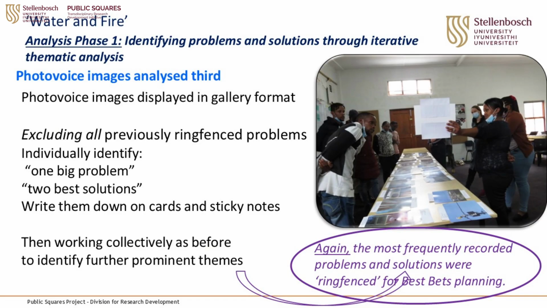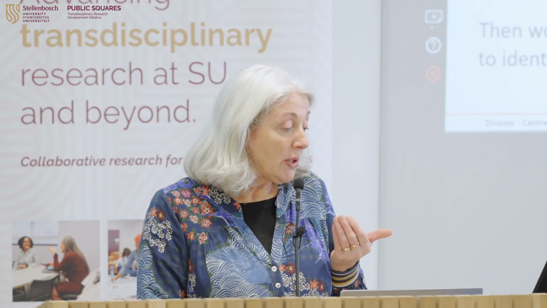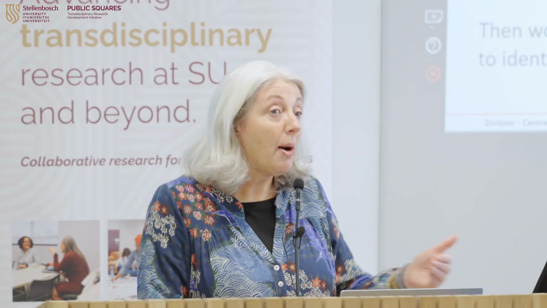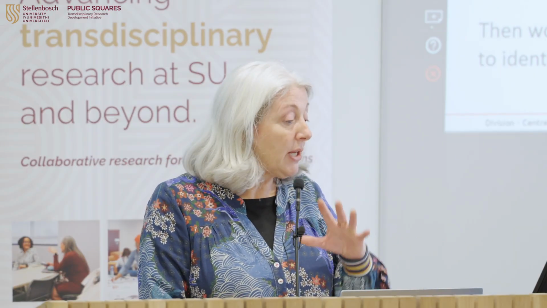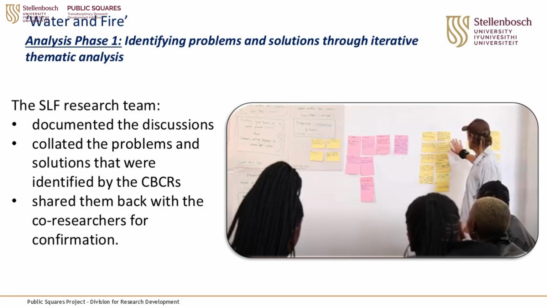So again, with the photo voice images displayed in a gallery format, everybody looked at them. So the 10 CBCRs from the group looked at them individually, looked at what they saw as the biggest problem and the two best solutions that were coming through the photographs, wrote them down, collective discussion, what's the most frequent problem that we're seeing here, and what are the most prominent solutions that we're seeing here. Okay, so then we just made sure that all those discussions were documented, everything was captured, the problems and solutions that had been identified and agreed upon as being the most prominent were shared back, just to make sure that everything had been captured and understood correctly.